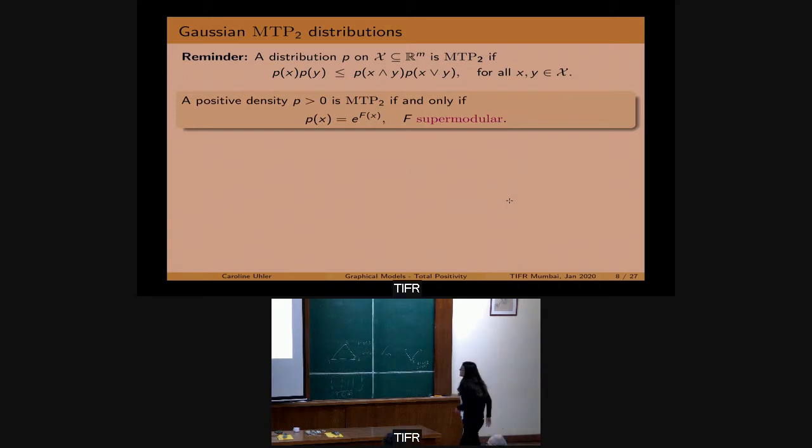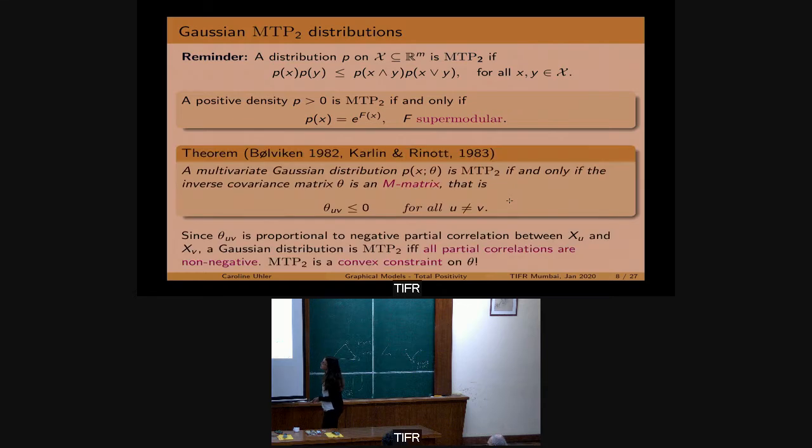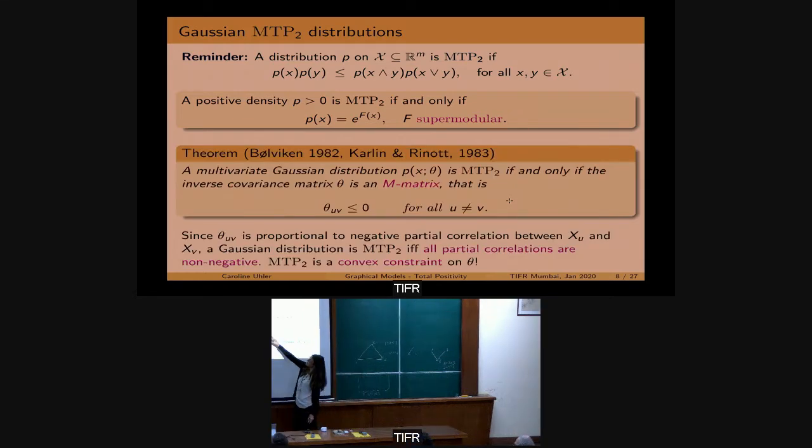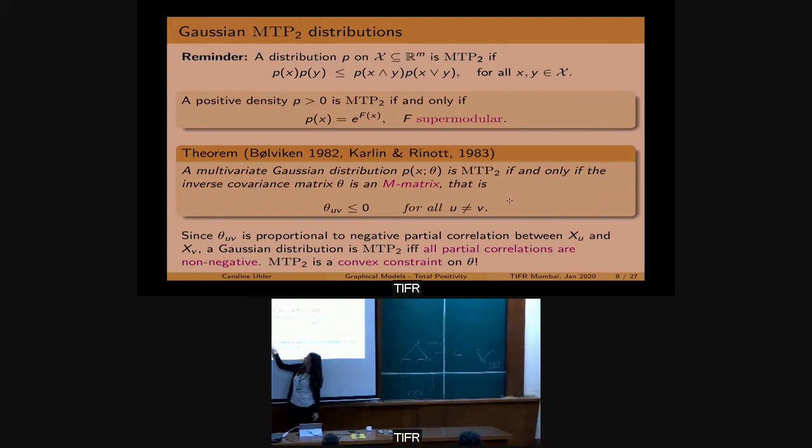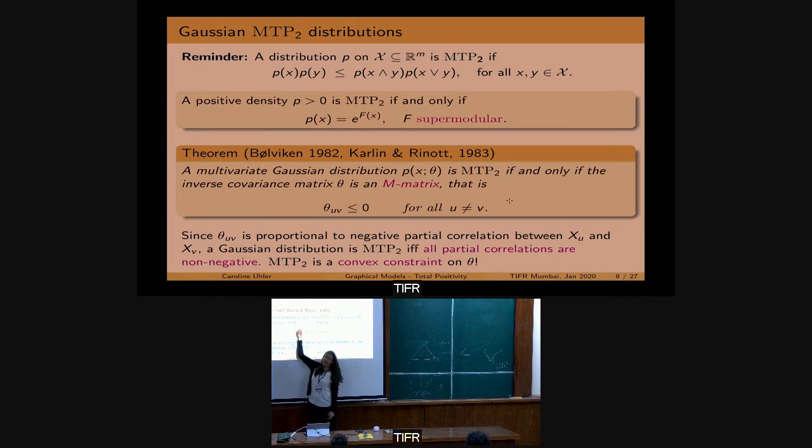Okay, so what does it mean in a Gaussian distribution to be MTP2? You can always write out the supermodularity that we already talked about. And in the Gaussian setting, it's again very easy to show that a Gaussian distribution is MTP2 if and only if the precision matrix, so the inverse covariance matrix, is an M matrix. M standing for Minkowski here. So what does that mean? All off-diagonal elements are smaller or equal to 0. Okay? So a Gaussian distribution is MTP2 if and only if in the inverse covariance matrix all off-diagonal elements are smaller or equal to 0.